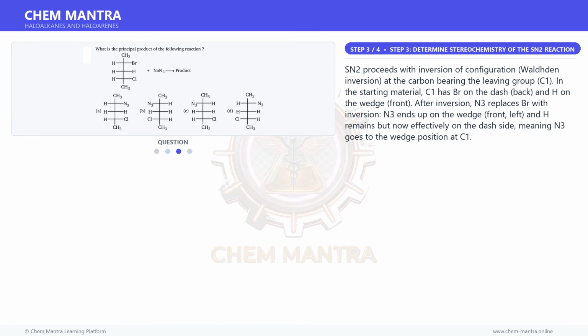Moving on to the next step. SN2 proceeds with inversion of configuration, Walden inversion, at the carbon bearing the leaving group, C1. In the starting material, C1 has Br on the dash, back, and H on the wedge, front. After inversion, N3 replaces Br, N3 ends up on the wedge, front, left, and H remains but now effectively on the dash side, meaning N3 goes to the wedge position at C1.